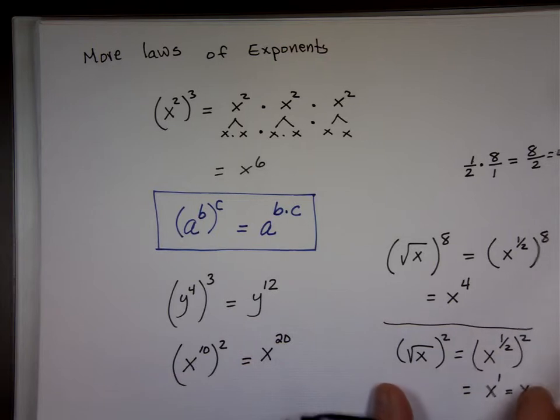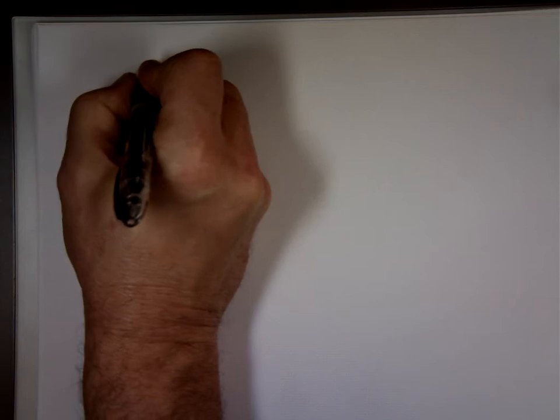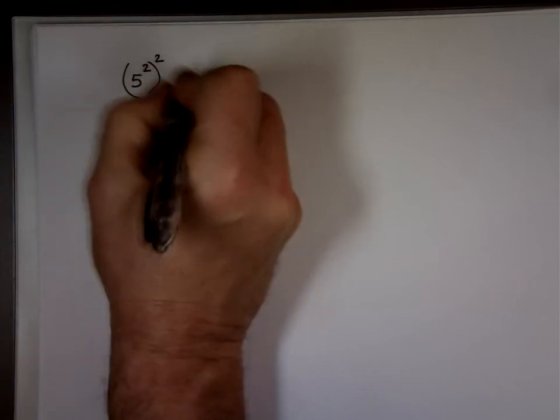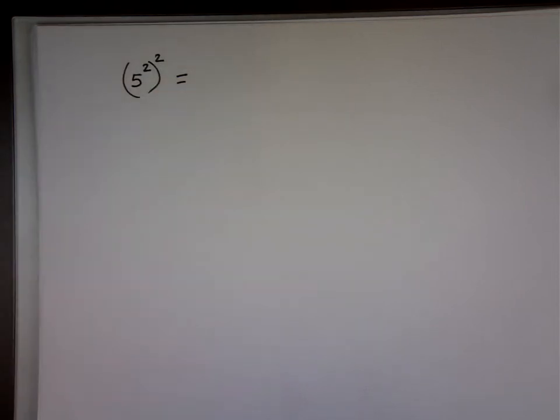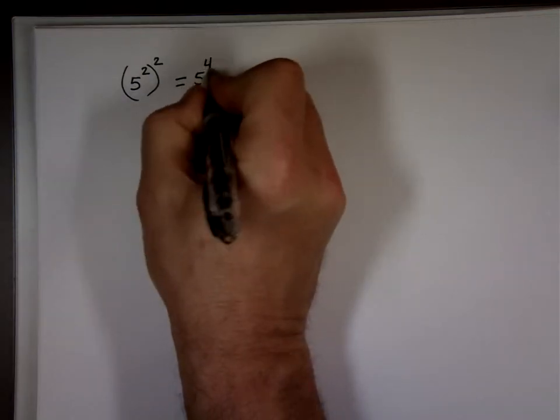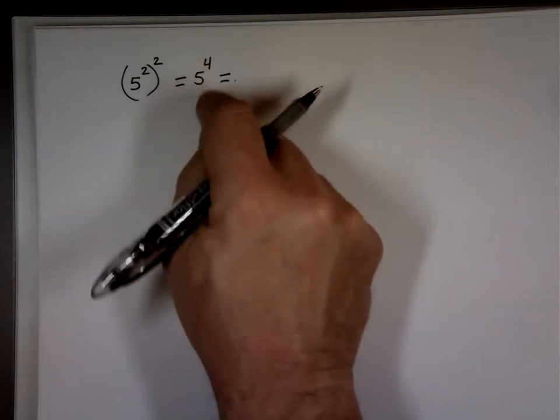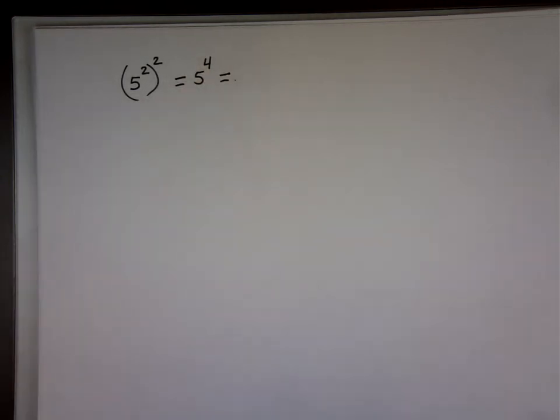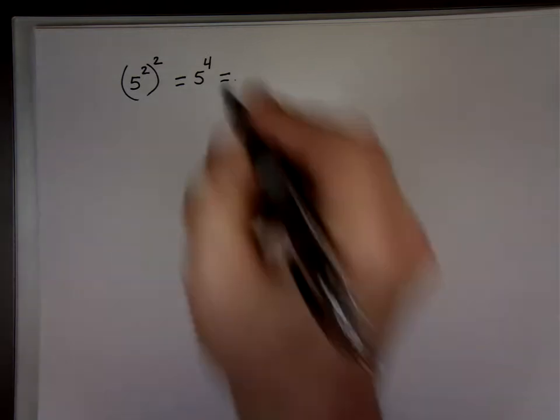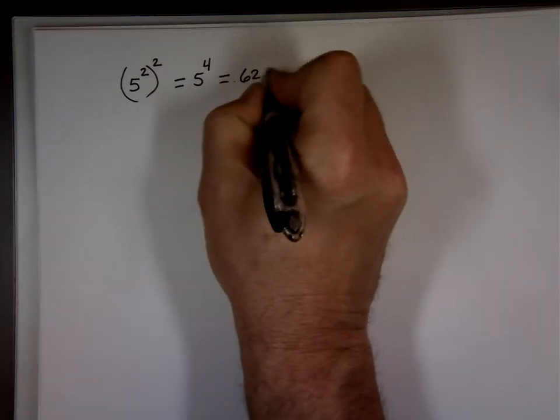Let's try a few more problems like these. Five to the second to the second. 5 to the 4th. And if this was a question on the homework, they probably want you to simplify that. When I say simplify, that means go to your calculator, do it by hand, and find the answer to that. 5 to the 4th is 5 times 5 times 5 times 5, 4 times. 625.